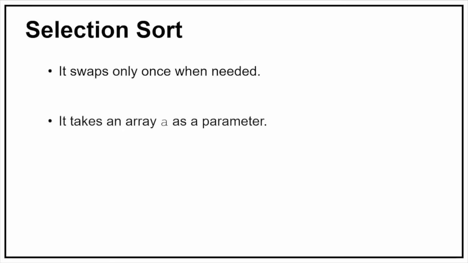It takes an array A as a parameter. In this example, we'll be using an array of integers. However, selection sort does work with larger amounts of data, such as a linked list. It has the complexity of big O of n squared. This is because the selection sort algorithm is made up of two for loops.